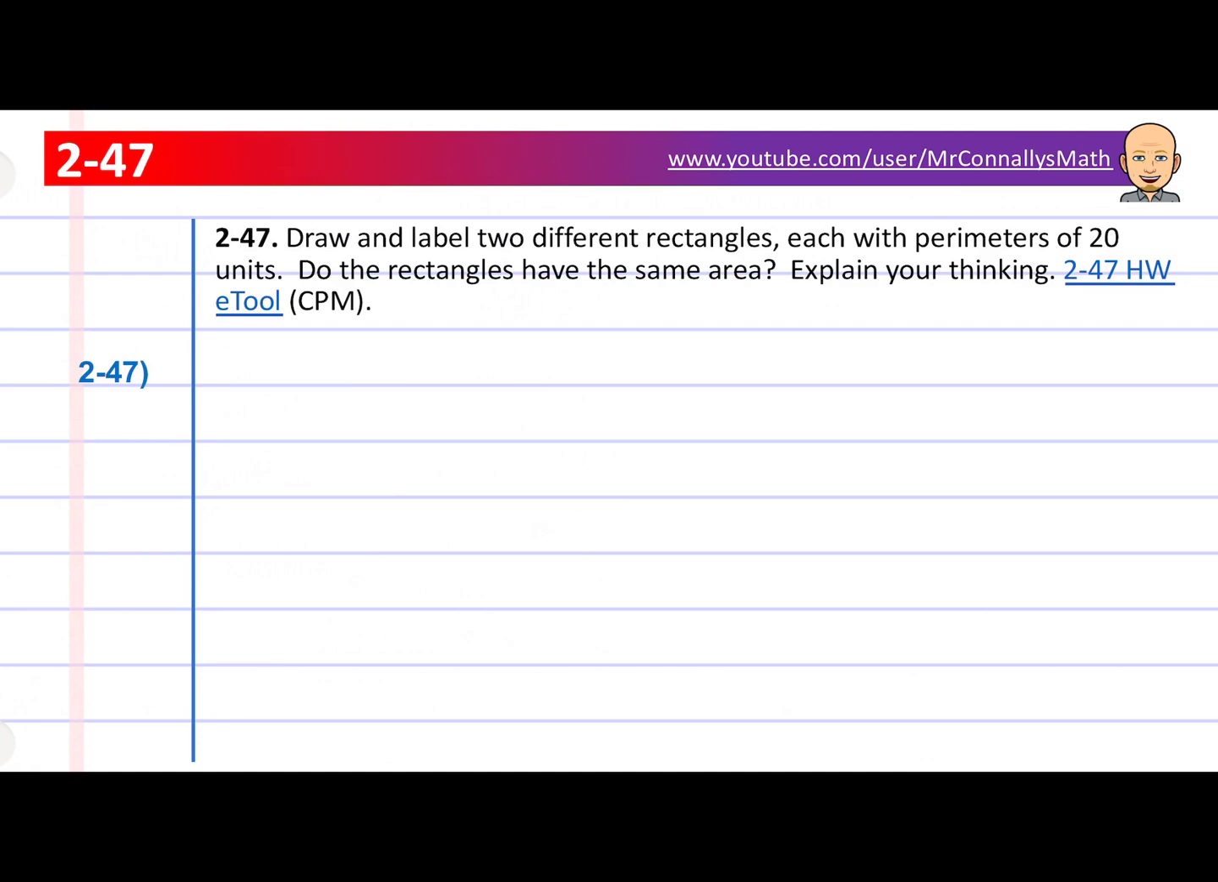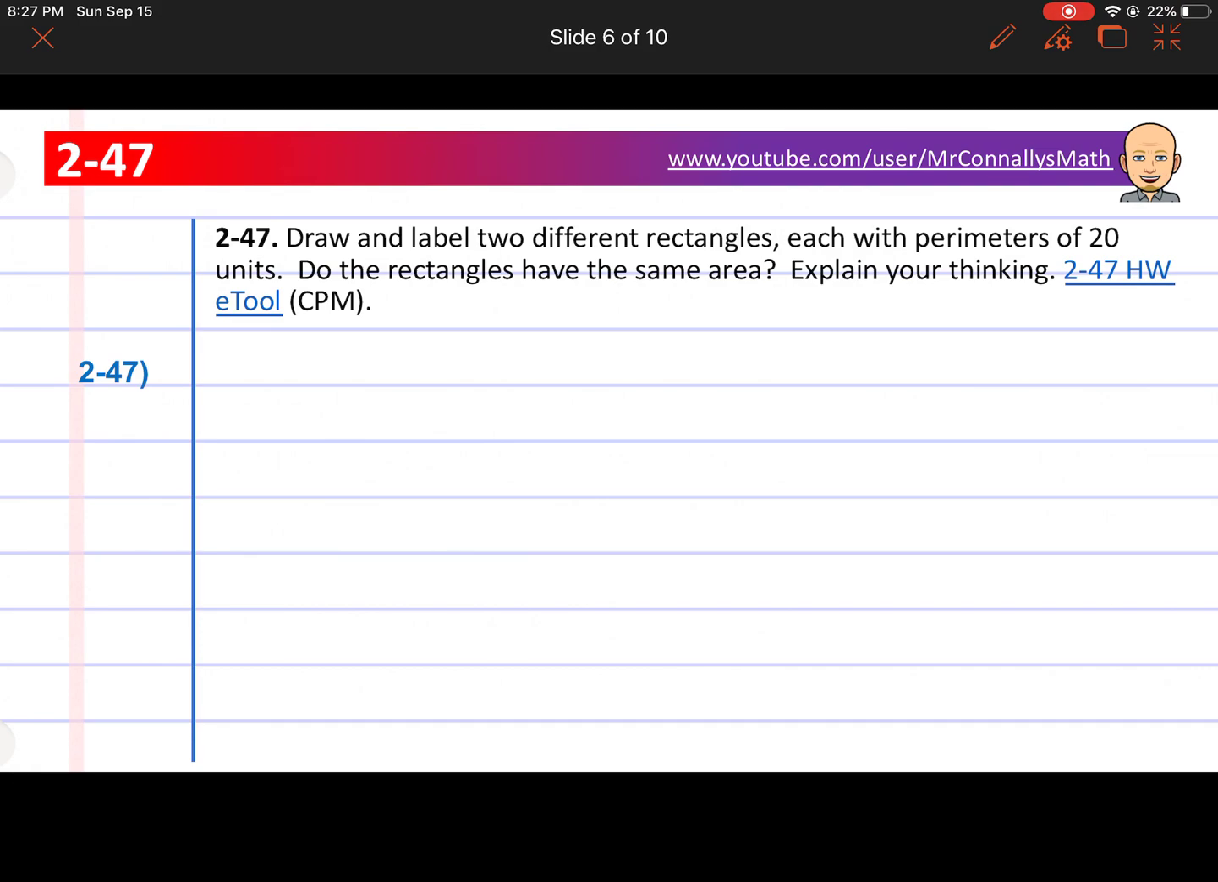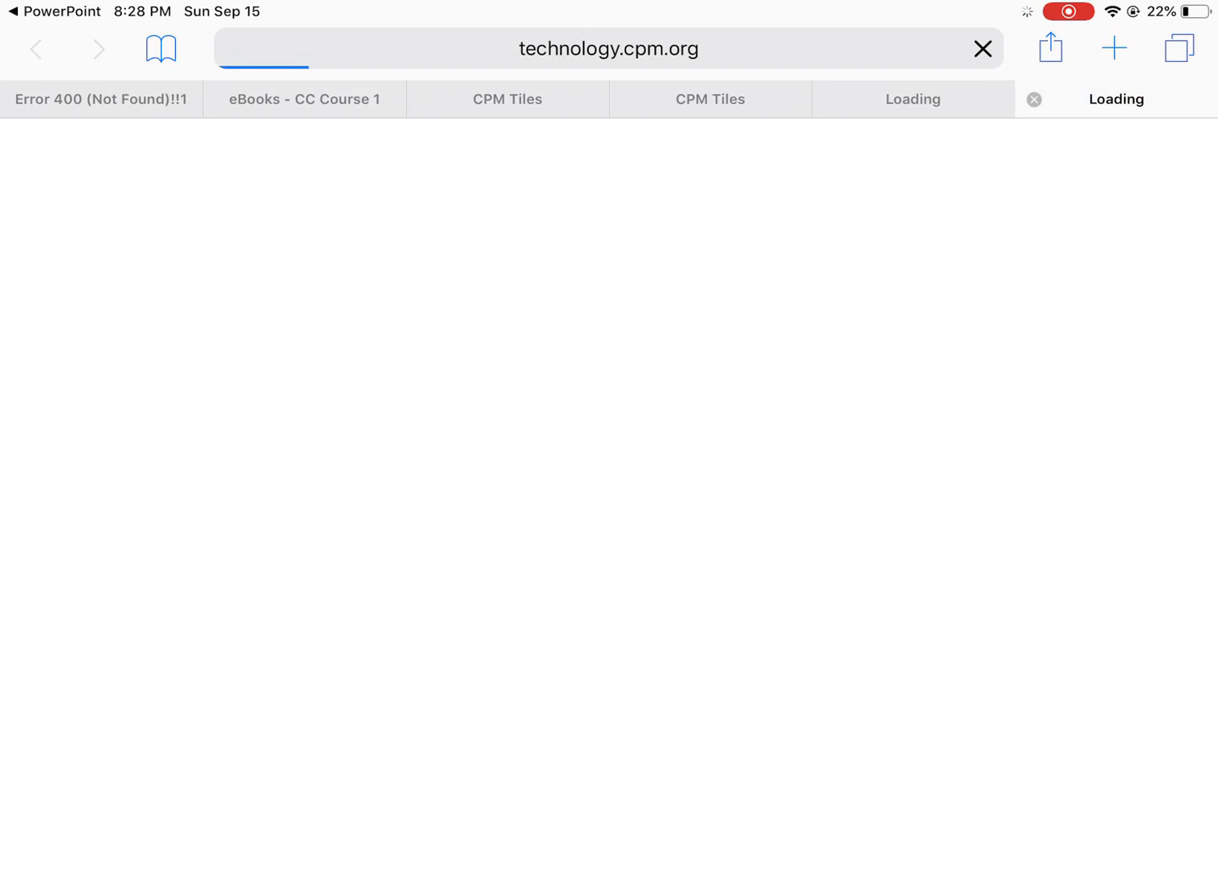247. Draw and label two different rectangles, each with perimeters of 20 units. Do the rectangles have the same area? Explain your thinking. Oh, this one asks us, you can use the E tool. I love the E tool. So each has a perimeter of 20. So that's 20 toothpicks. So let's go to the E tool.